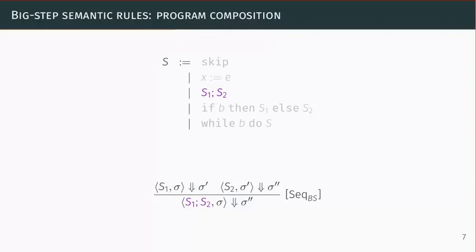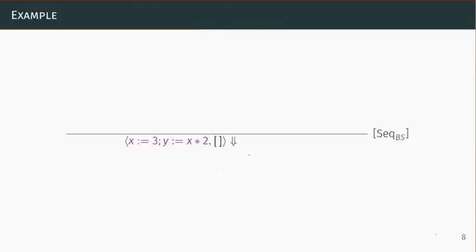So if we have derivations for the two statements and the final state of the first derivation coincides with the starting state of the second derivation, then we can find a derivation for the whole sequence. So let's see this with an example. Assume that we want to execute x equals 3 followed by y equals x times 2.